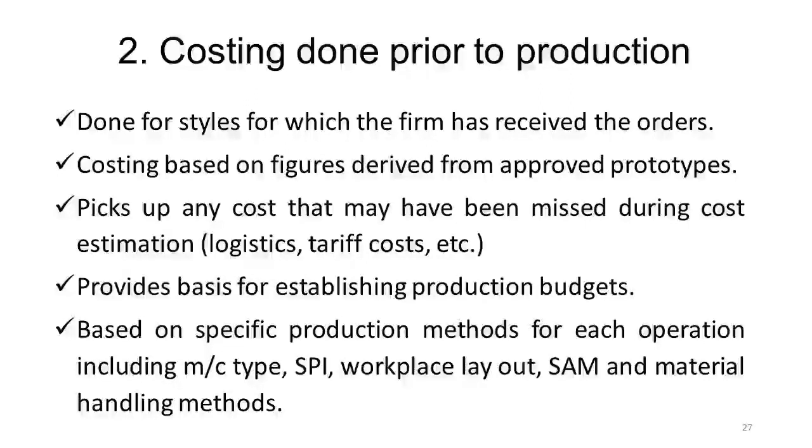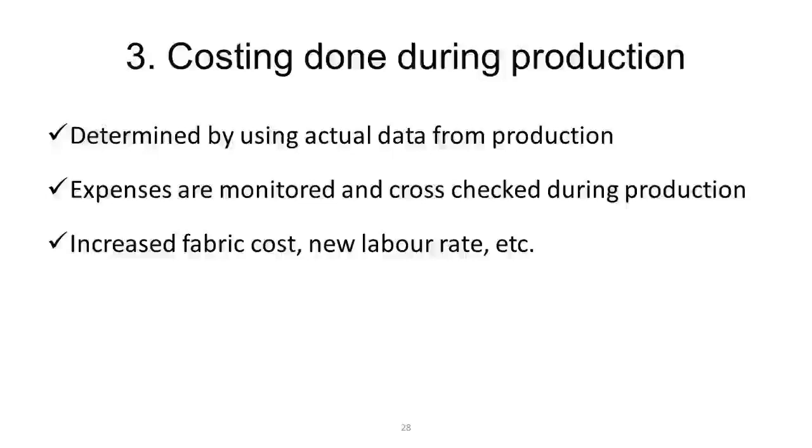So based on your second costing, which is happening just before the production, that will be the basis for establishing production budgets. How much labor are you going to pay? How much for buttoning? How much for fusing? How much for washing and finishing and other things? And based on the specific production methods for each operation, including machine type, stitch per inch, workplace layout, standard allowed minutes, and material handling methods, you will be able to figure out how much budget you are going to allocate for each of the activities required to produce the garment.